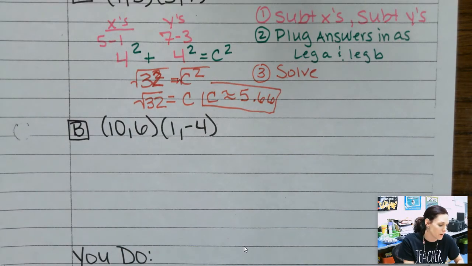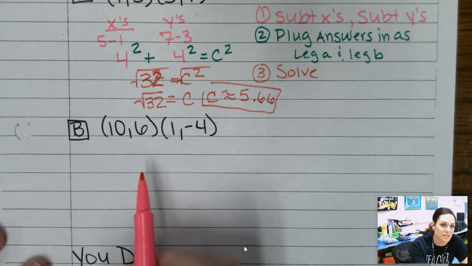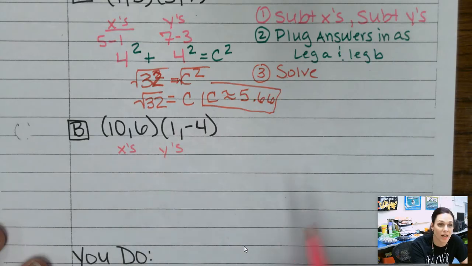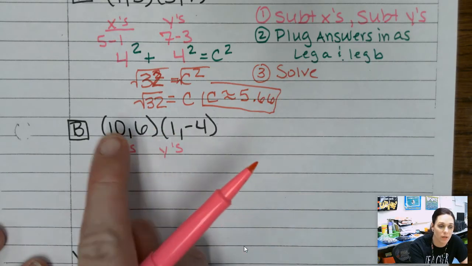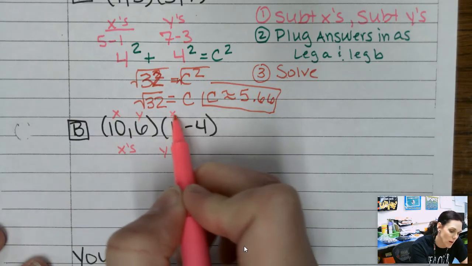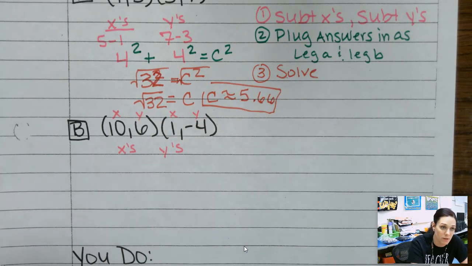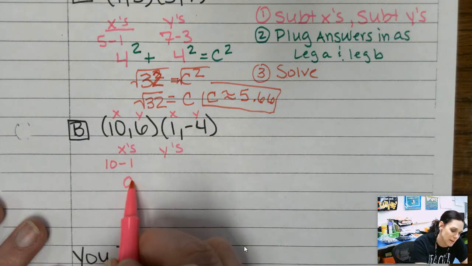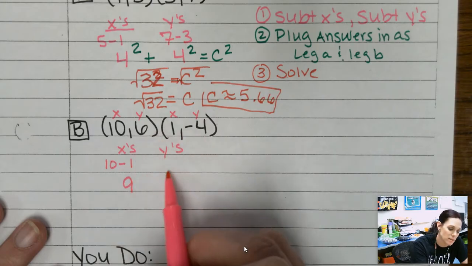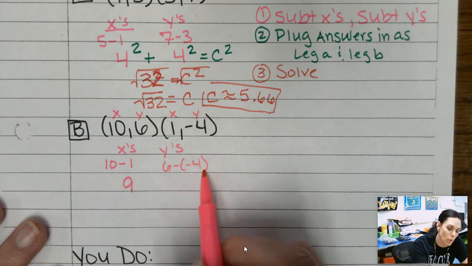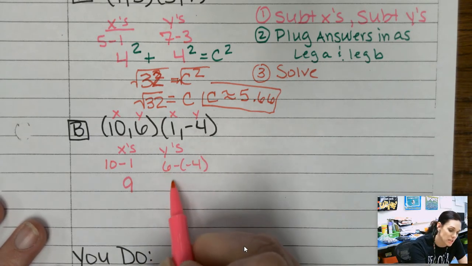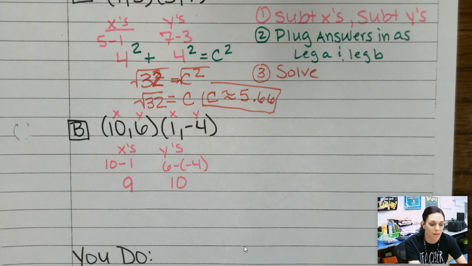Okay, so remember our first step, subtract the x's, subtract the y's. So we're going to subtract our x's, and I'm going to go left to right on this one. If you need to write your x's and your y's above so you remember which is which, feel free. So my x's is 10 minus 1, which gets me 9. My y's are 6 minus negative 4. Okay, so remember when we're doing this, minus a negative really means plus. So 6 plus 4 is 10.